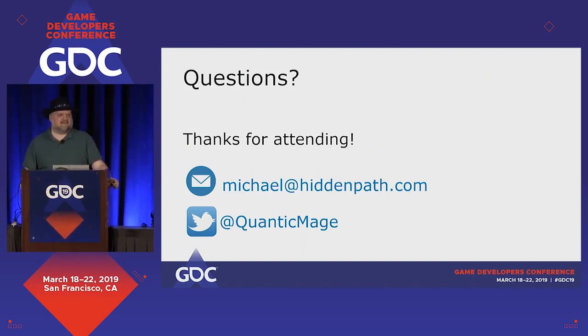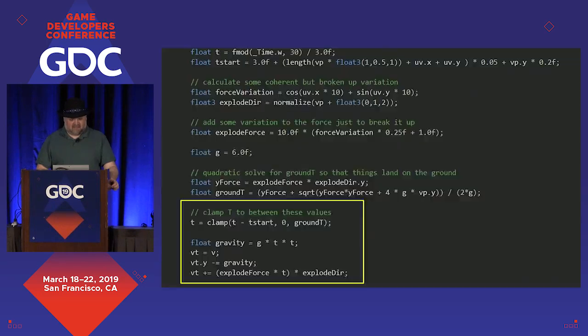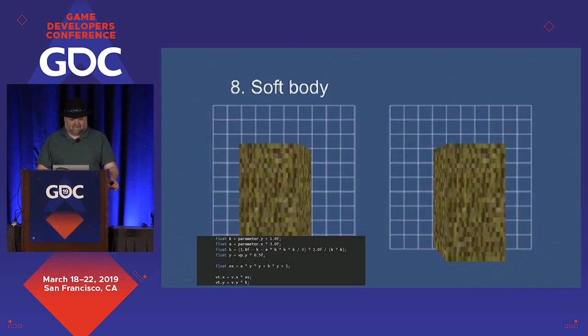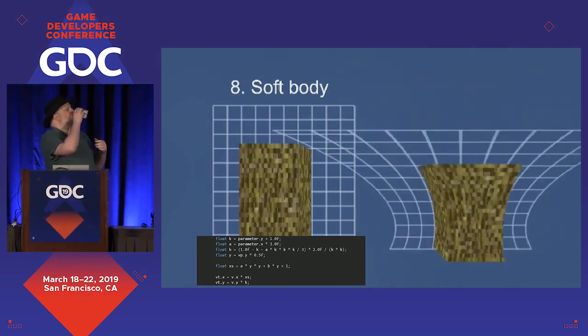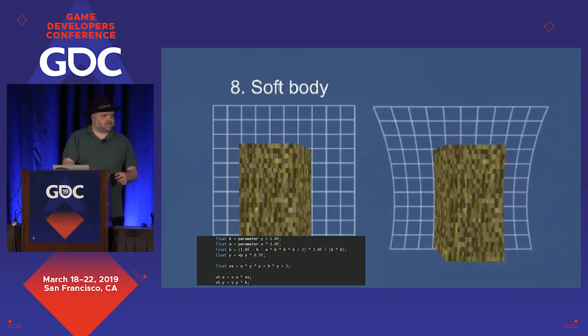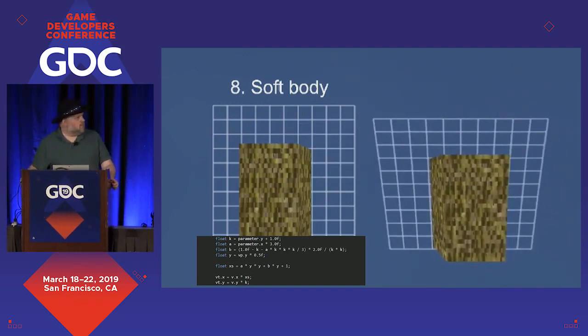Okay, thank you. Hi, great talk. Thanks. For the jelly effect, the soft body effect, you mentioned not using any actual information from the CPU because it's too costly. Is there a threshold for that where you could maybe send in a couple things?